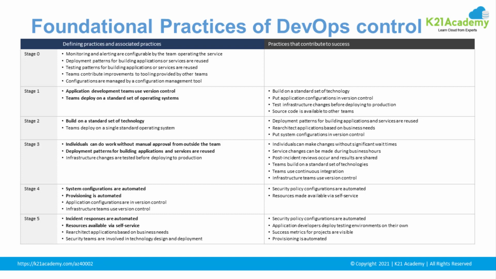Stage 2 is building on a standard set of technology. The first stage, stage 0, is planning, stage 1 is coding, stage 2 is building. And again, on the building, what are the practices that contribute to success? We are going to use a source control system. Why? Because of the build codes and artifacts that you're going to create after the build, you need to again do source control out of it. Stage 3 is going to be manual approvals and deployment patterns and everything.